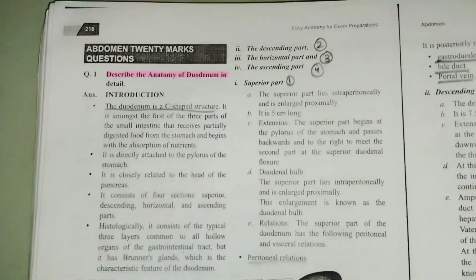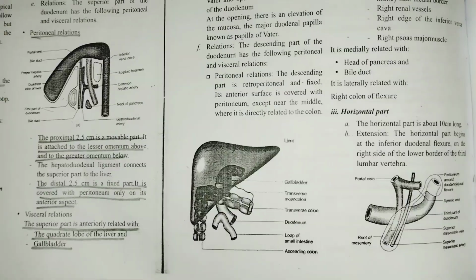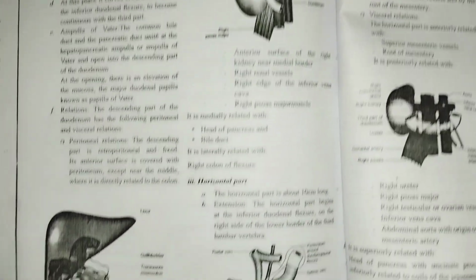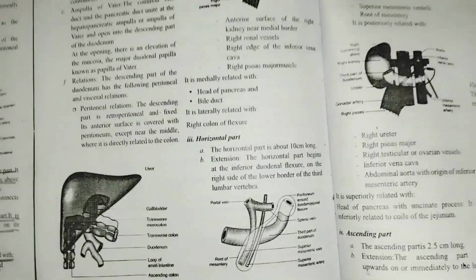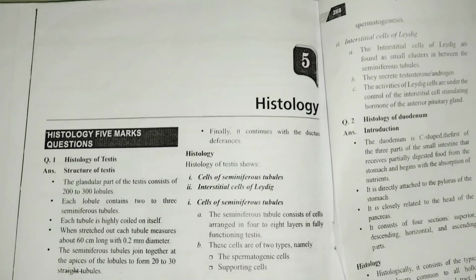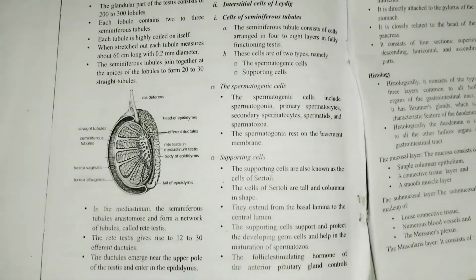And from here the next part starts. As you can see, these are the long answers of the topic abdomen. And here comes the 2 mark questions of the topic pelvis. And now you can see the long answers of the same topic. And lastly, we have the important questions of the topic histology.